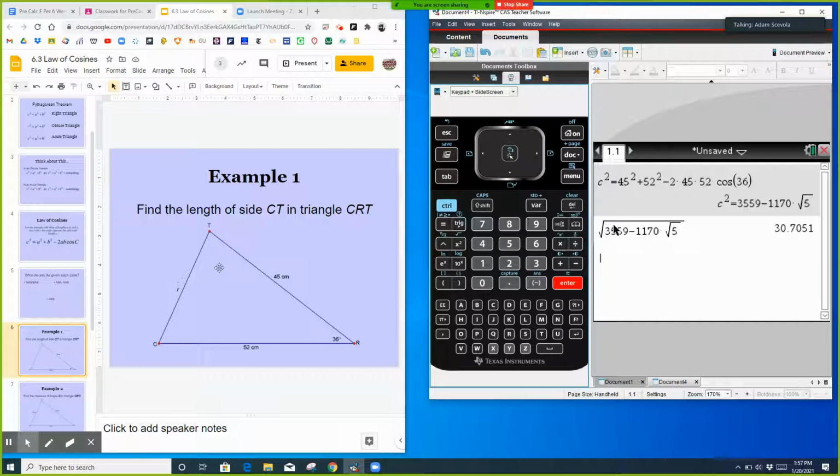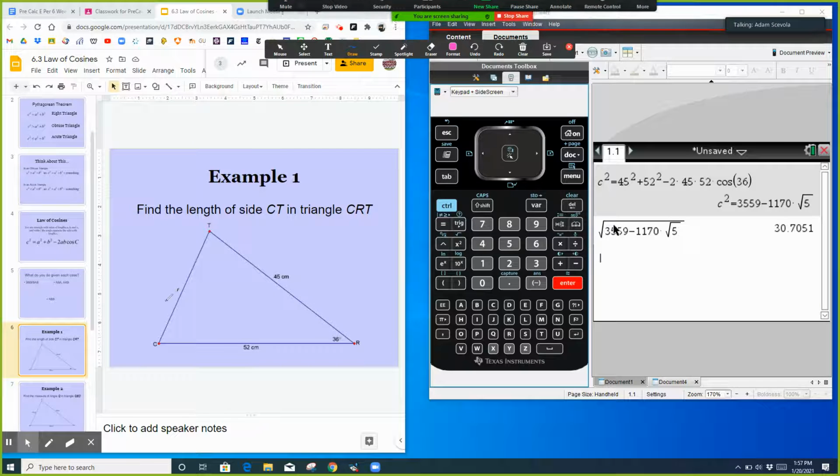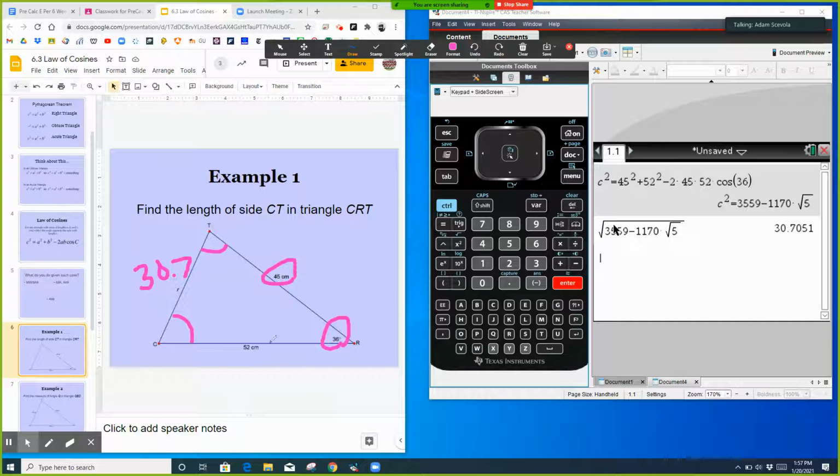So in the law of cosines, in this particular picture, that's going to be the length of side R. It's going to be around 30.7. And always do a mental common sense check. Meaning, this is 36 degrees, which means at least one of these angles has to be bigger than 36, which means at least one of these sides should be bigger than this side, and they are.